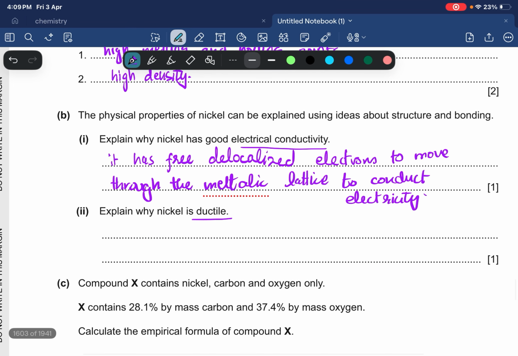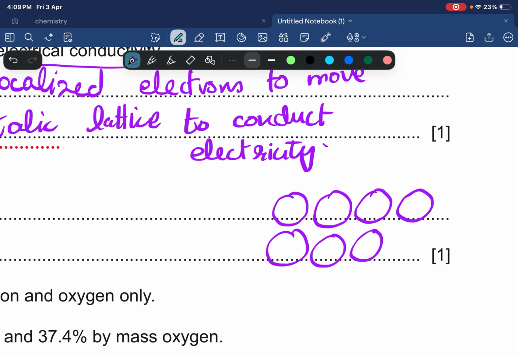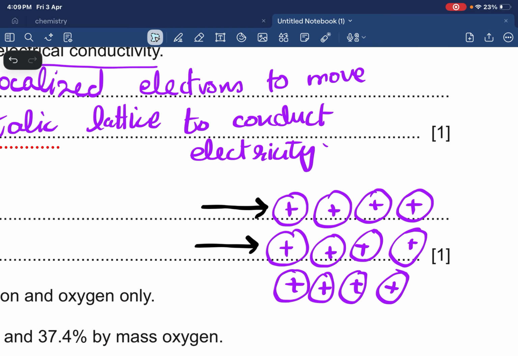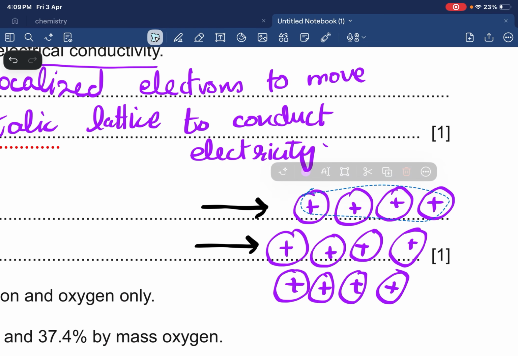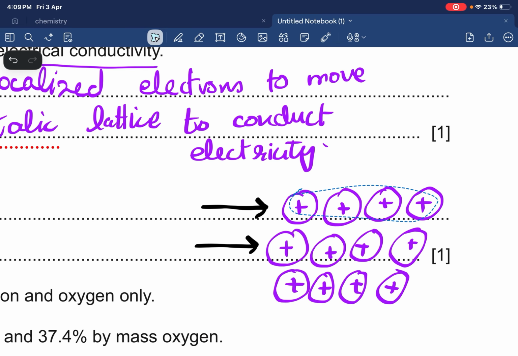Explain why nickel is ductile. Anything that is ductile can be turned into wires. And why is that so? Because when you're dealing with metals, you have layers of positive ions, something like this. So these are all layers of atoms which have lost their electrons. And when you apply force from behind like this, what's going to happen is that this layer can easily slide over each other without the metallic bond being disrupted.